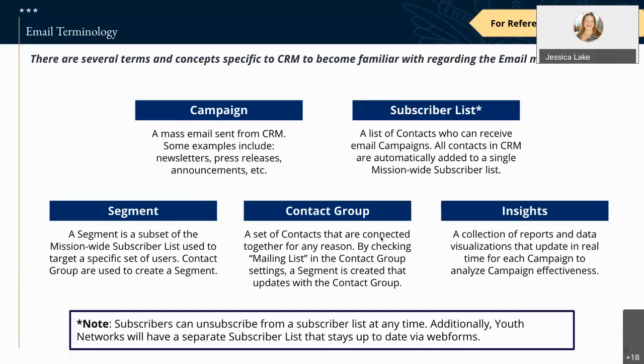If you add your members to the contact group and then check the mailing list box, it will convert that contact group into a segment. That's really a powerful, cool thing to be able to do in CRM. And then insights. That's what we're talking about, metrics. That's going to be the reports and data visualizations that are available for each campaign and your campaign efforts overall to view how you're doing.